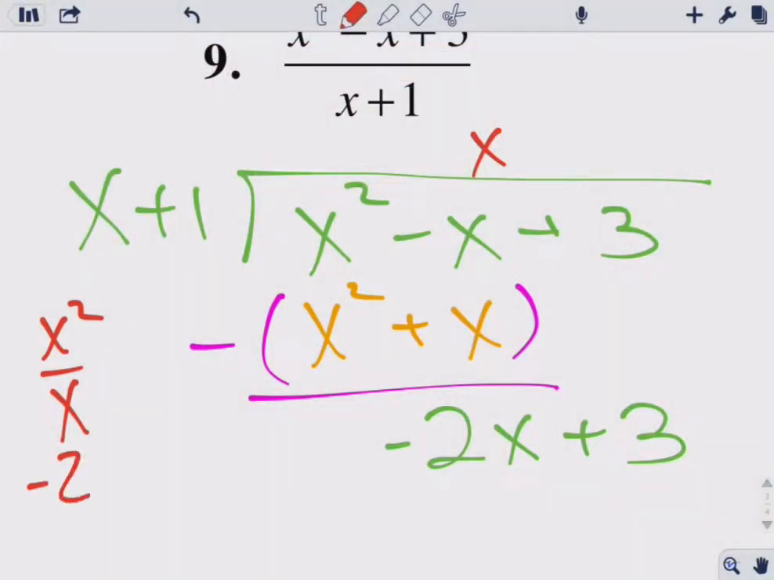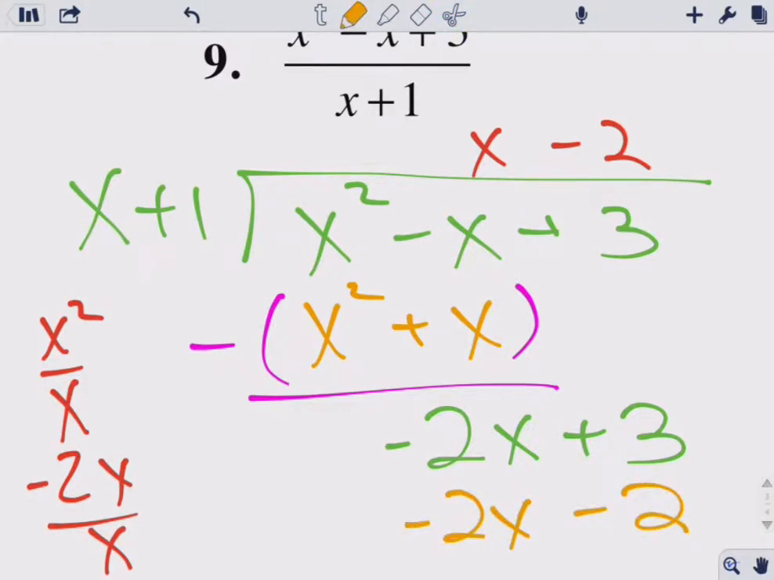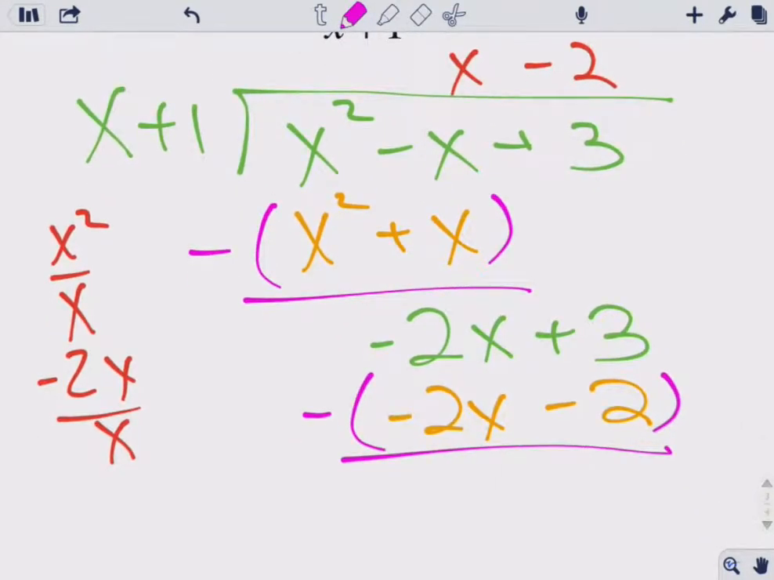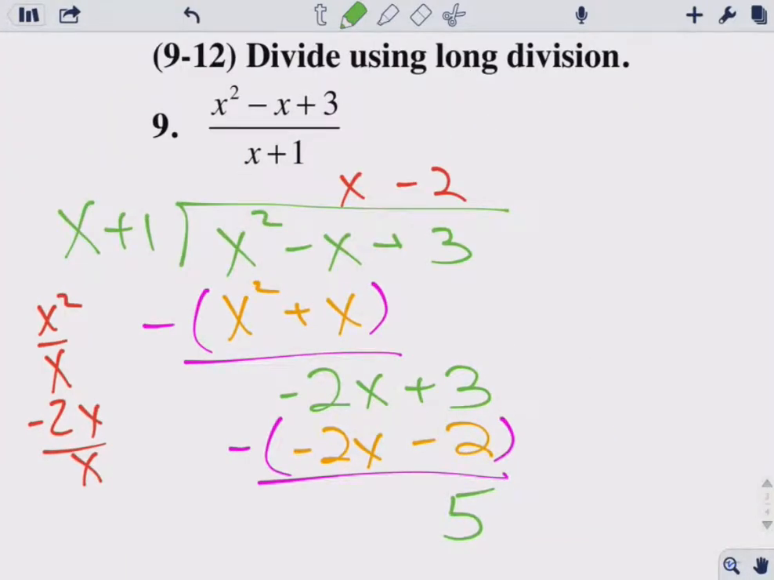I do negative 2x over x, which gives me a negative 2. I multiply the negative 2 times x plus 1, and I get negative 2x minus 2. Then I'm going to subtract going down. Negative 2x minus negative 2x cancels. 3 minus a negative 2 is 3 plus 2, which is 5, and that's our remainder. So this answer here is equal to x minus 2 plus 5 over x plus 1.